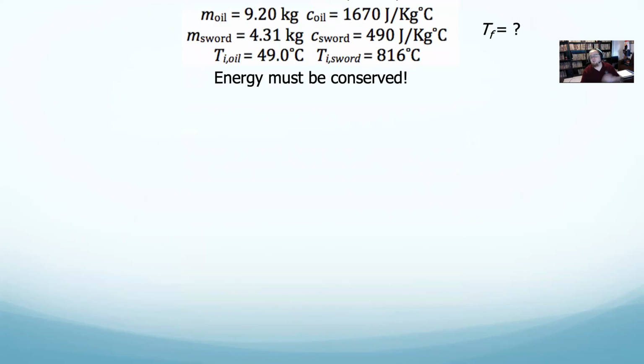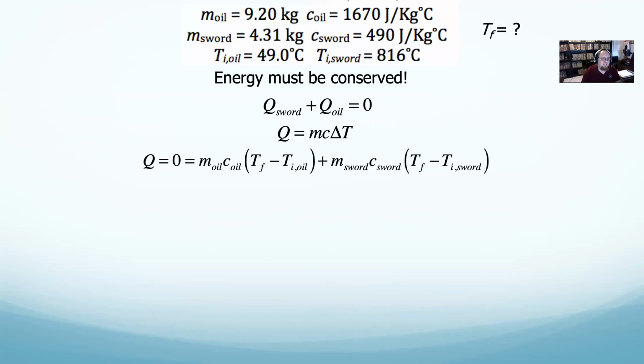What I know is energy will be conserved. That means Q total is 0. And I have two things here, a sword and oil. So the heat of the sword plus the heat of the oil must be 0. Well, heat is mcΔT. I'm ignoring any oil that might evaporate in the process. We'll come back to that. So therefore, m_oil c_oil ΔT_oil plus m_sword c_sword ΔT_sword must be 0.